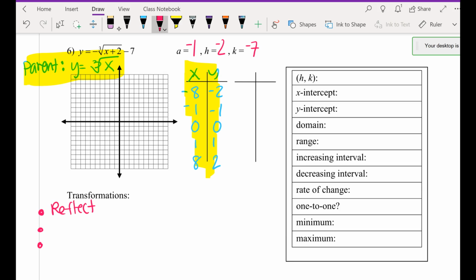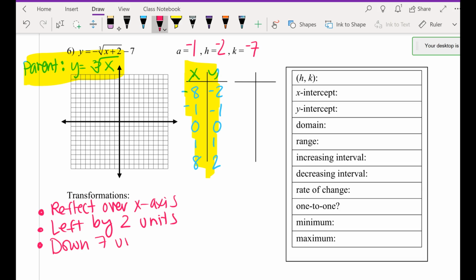Reflect over x-axis. Very good. Josh, the -2, what kind of transformation is that? Left vector. Good. Left by 2 units. Then we have a -7. What kind of transformation is that, Jonah? Down 7 units. Thank you, sir. Okay. Let's transform.